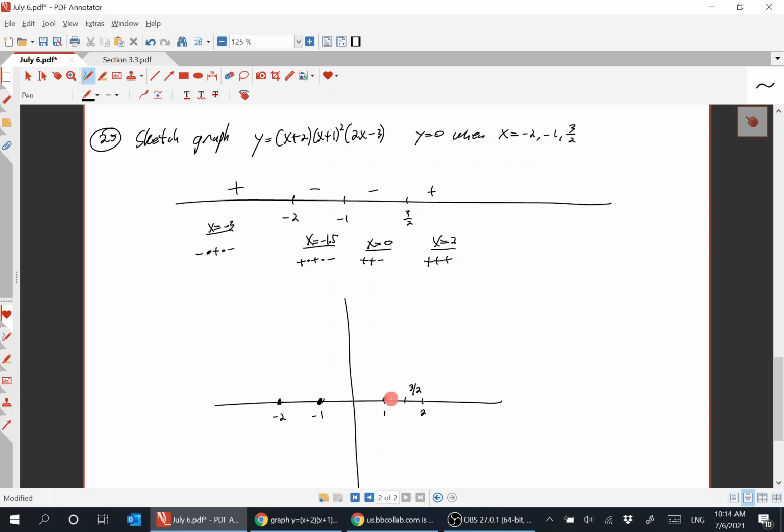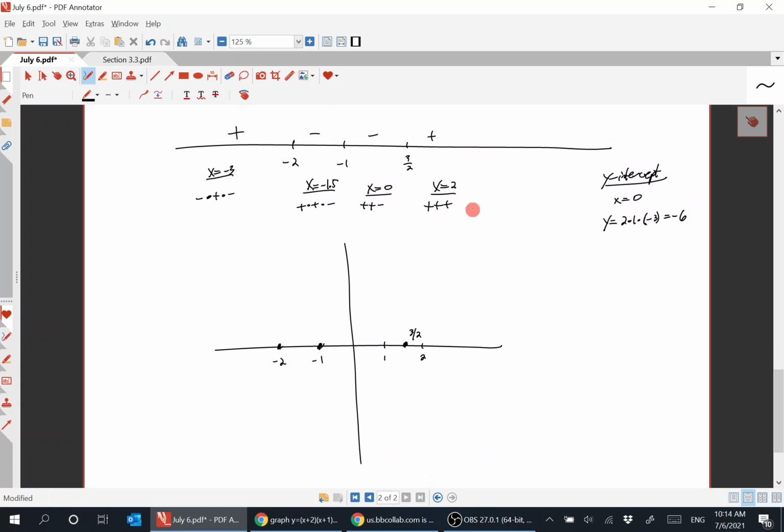We could also find the y-intercept. It'd be nice maybe to have that point. So when x is equal to 0, you get y equal to 2 times 1 times -3. So that is equal to -6. So these are the x-intercepts. That's the y-intercept.